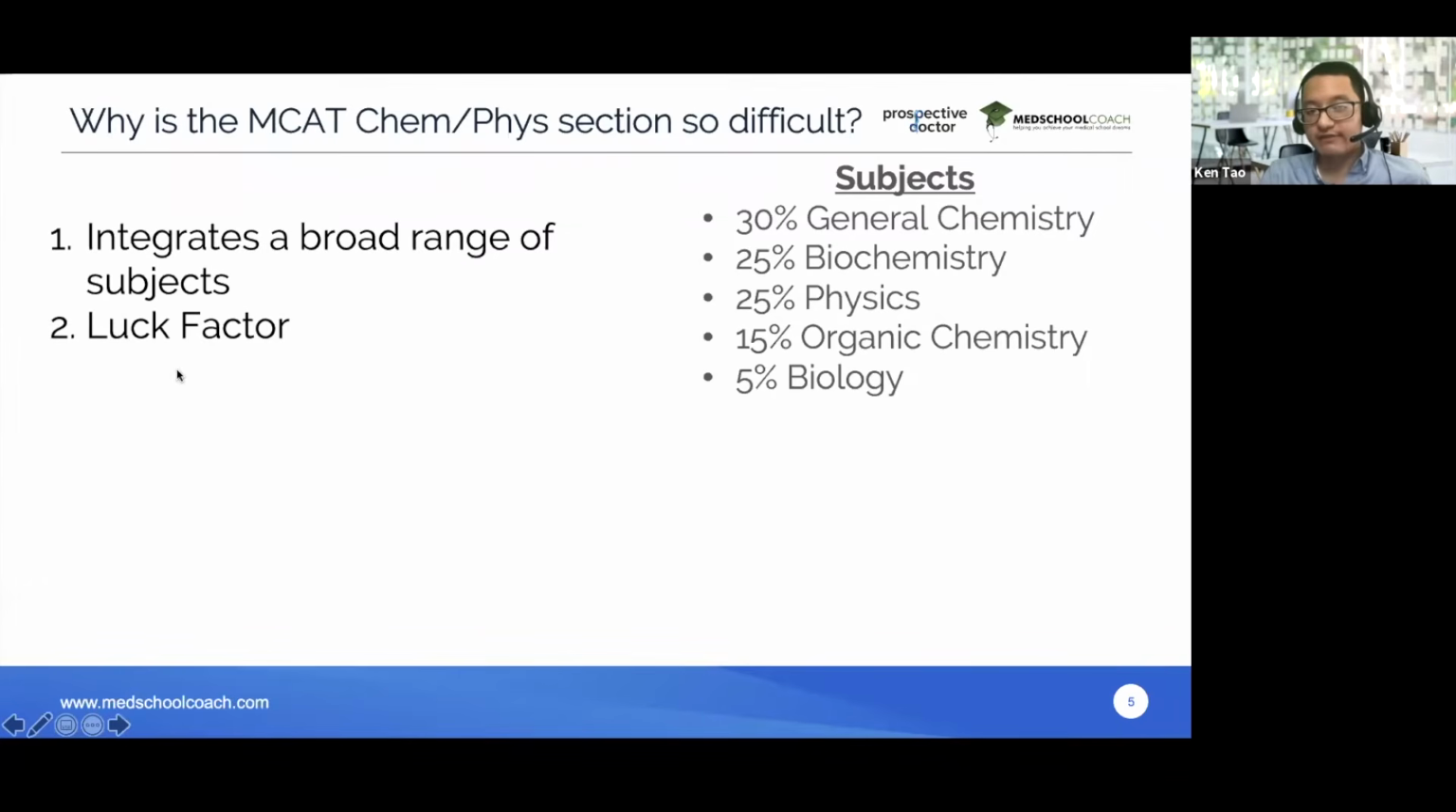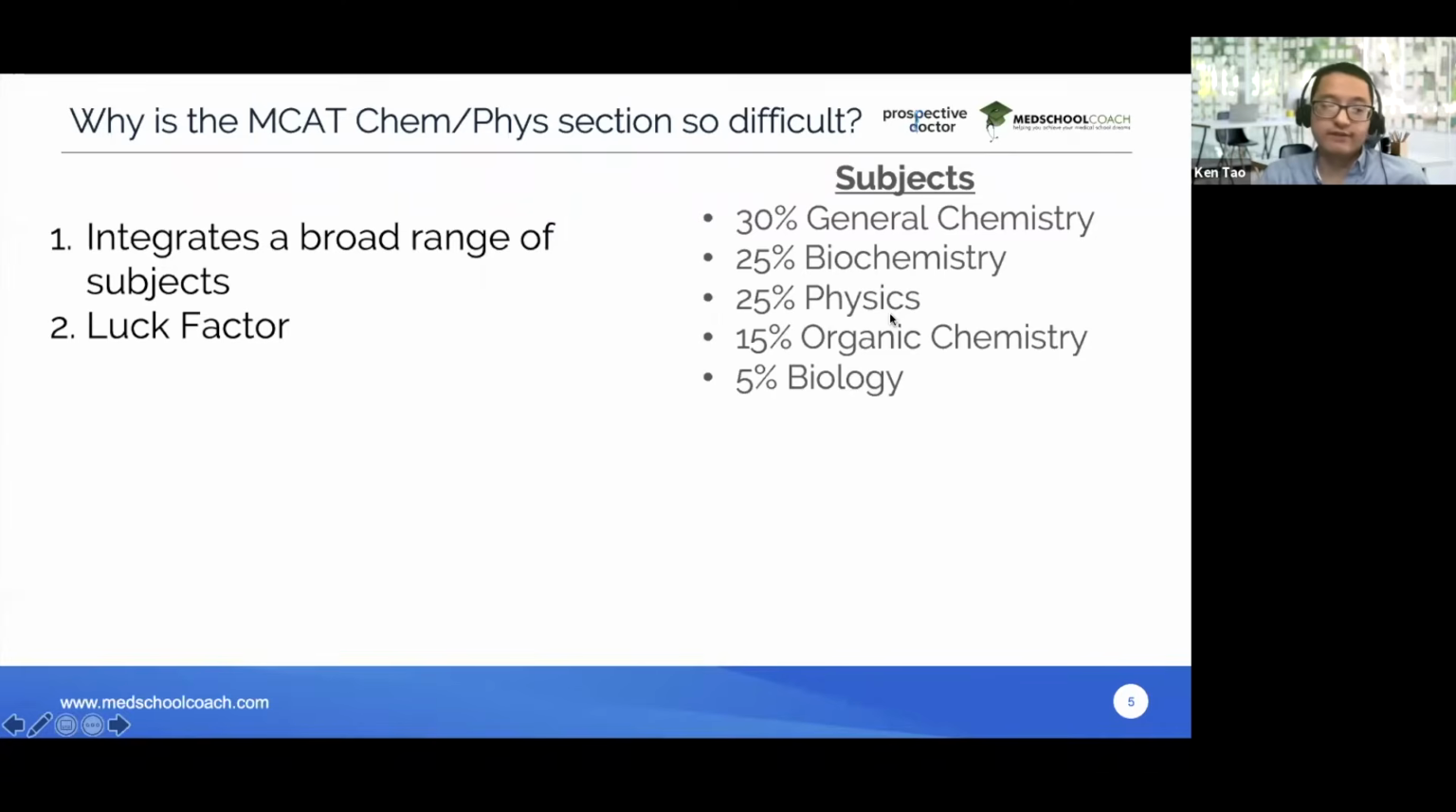Another reason why the Chem Phys section is tough is what I call the luck factor. The MCAT is a pretty long exam. It covers a lot of content, but if you look at any individual section, you're not looking at a ton of questions. The Chem Phys section has 59 questions, or 48 questions for those of you taking the shortened version of the exam this summer, but 59 questions, and let's consider physics. 25% physics.